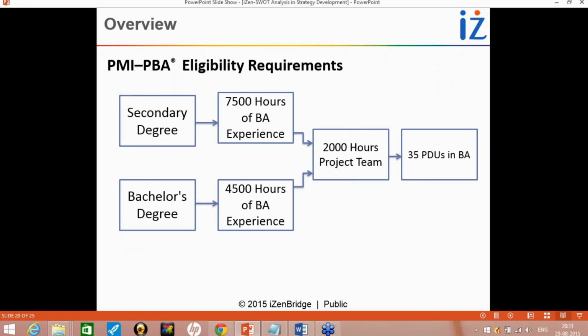These are the PMI-PBA eligibility requirements. If you are having a secondary degree, you need to have a minimum of 7,500 hours of experience, and if you are having a bachelor degree, you need to have a minimum of 4,500 hours of BA experience. Now, the charter of PMI is project, so you need to have at least 2,000 hours of project experience. The rest you may have either from the project or from the pre-project business analysis work. And you need to have 35 PDUs in business analysis, and we do provide these 35 PDUs.